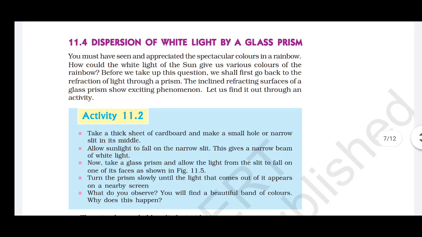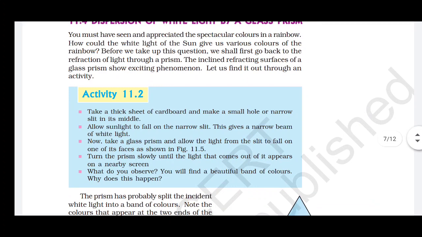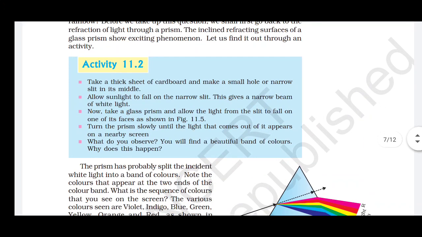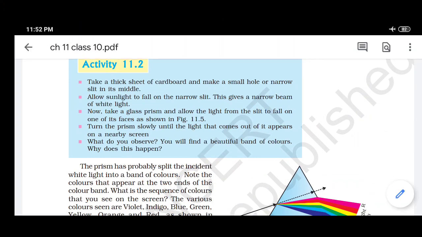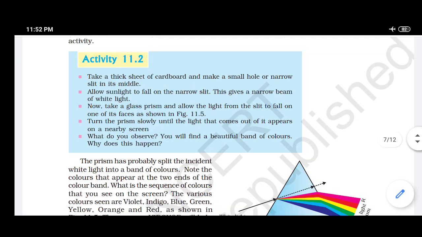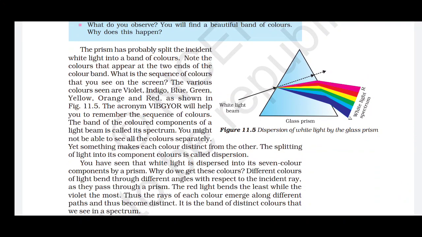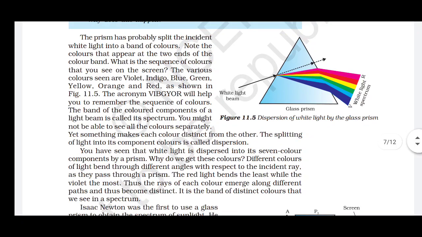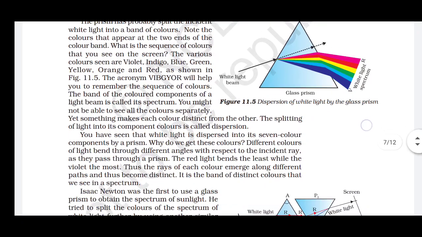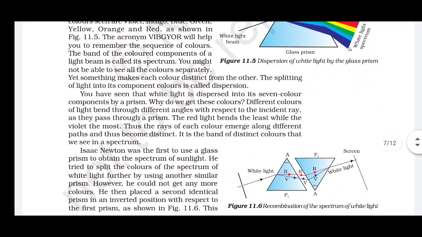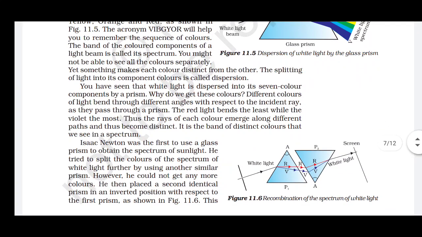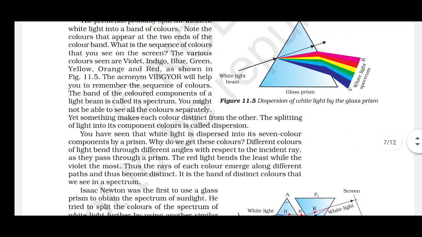Now this spectrum is represented by a sequence of colors known as VIBGYOR. V for violet, I for indigo, B for blue, G for green, Y for yellow, O for orange and R for red. The angle of deviation is inversely proportional to the wavelength. Red is the least deviated color as it has the longest wavelength, and violet is the most deviated color as it has the smallest wavelength.